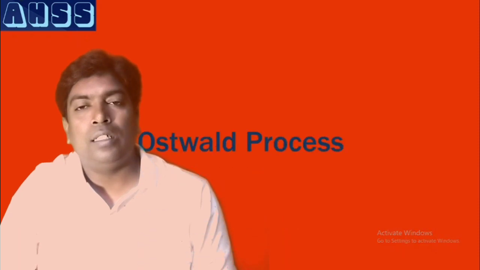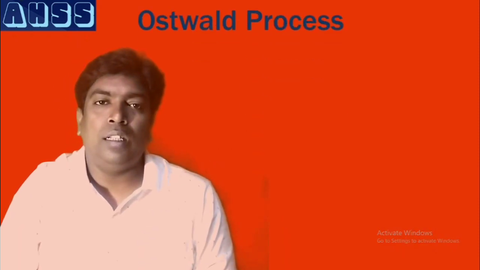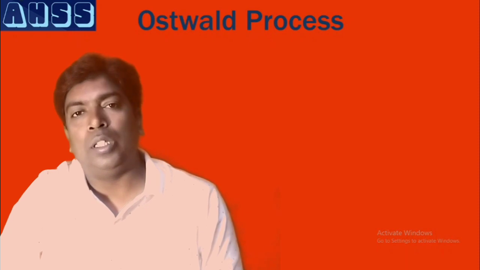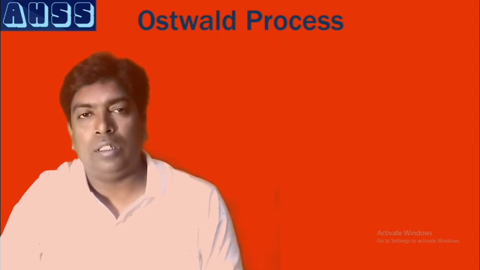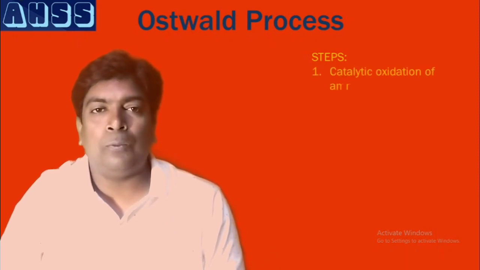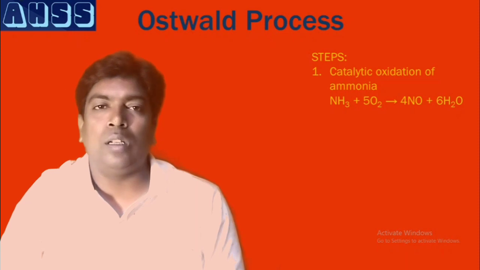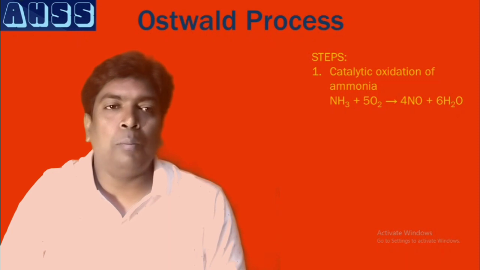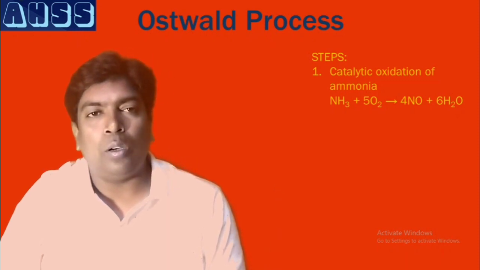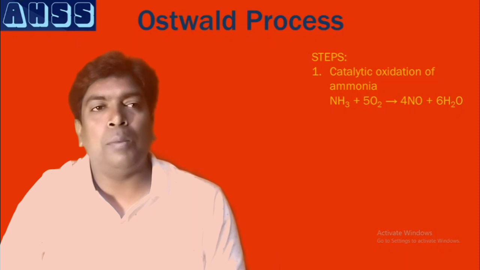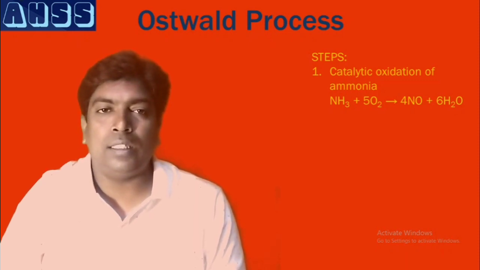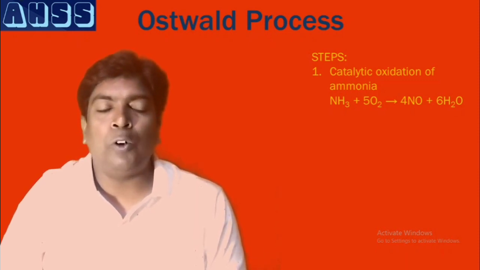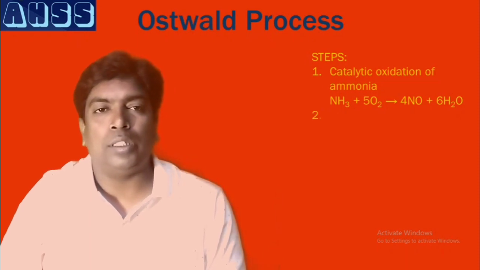For the large scale production of nitric acid, German chemist Ostwald in 1914 gave a process known as the Ostwald process. This Ostwald process has three main steps. The first one is the oxidation of ammonia. In the oxidation of ammonia, ammonia is oxidized in presence of oxygen and platinum as the catalyst at 800 degrees Celsius, and it forms nitric oxide and water.